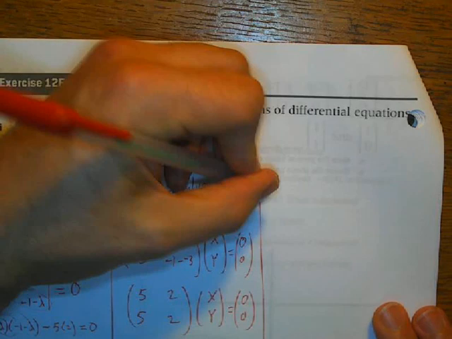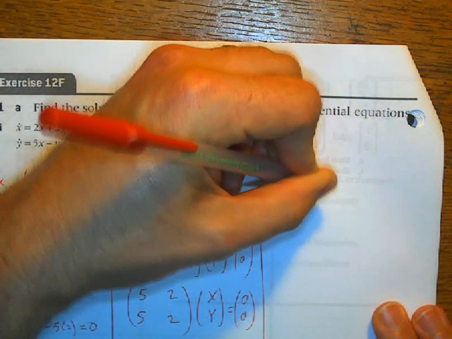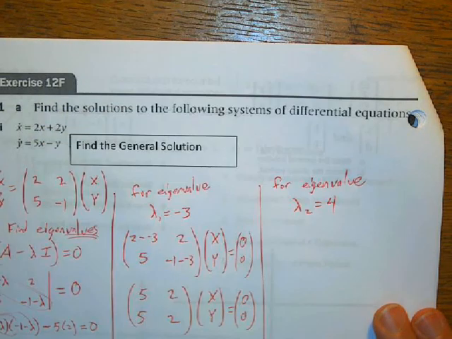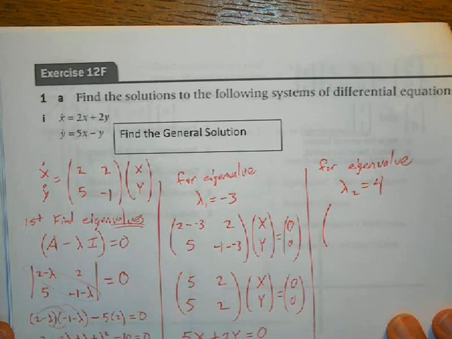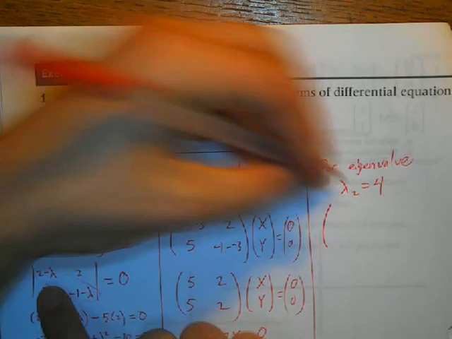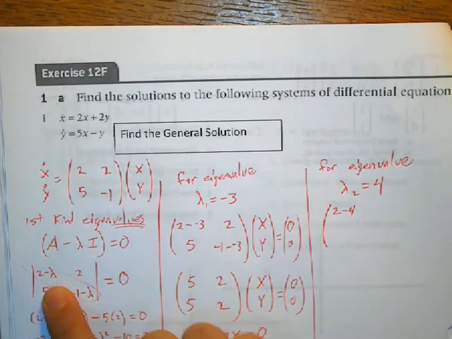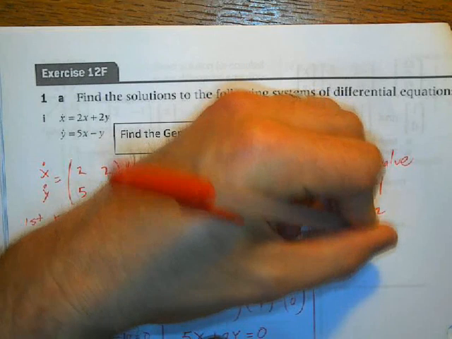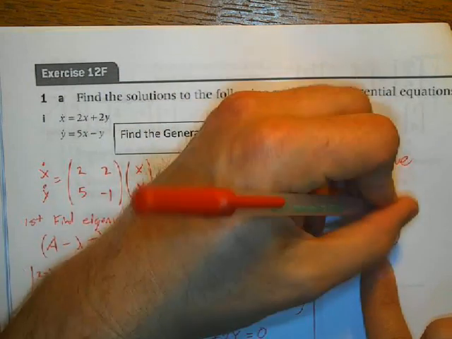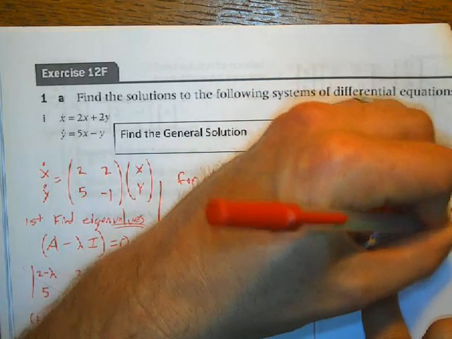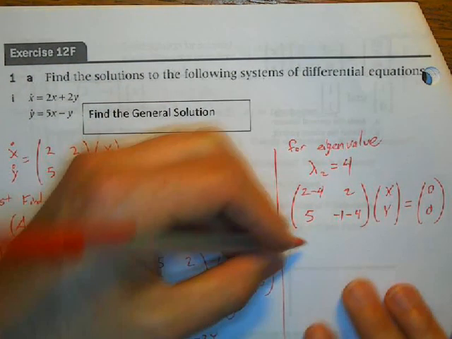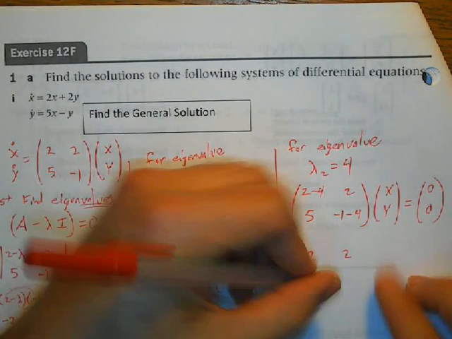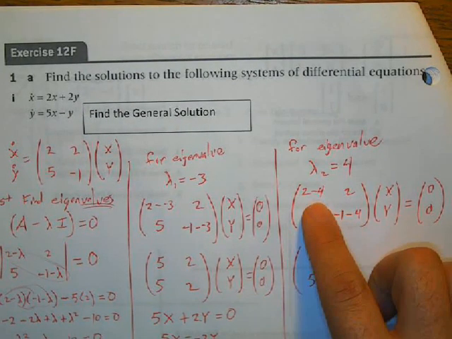Okay, so now for eigenvalue lambda 2 equals 4, we're going to replace lambda with 4, so now I'm going to rewrite 2 minus 4, and then write a 2 here, and then write a 5 here, and negative 1 minus 4, okay, then x and y equals 0 and 0. Okay, so let's simplify it. 2 minus 4, that gives me 2. Negative 1 and negative 4 gives me negative 5. Oh, did I make a mistake? Oh, 2 minus 4, that should be negative 2. Okay, good. Whew.